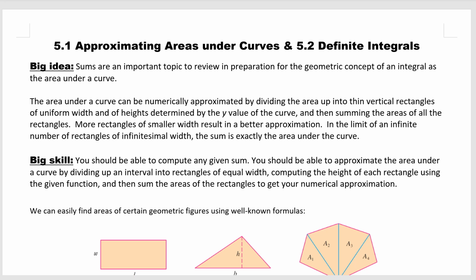Hi everyone. Today let's talk about Chapter 5, Integration. 5.1, Approximating Area under Curves, and 5.2, Definite Integrals.